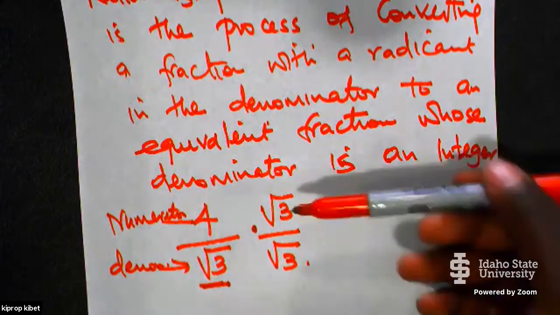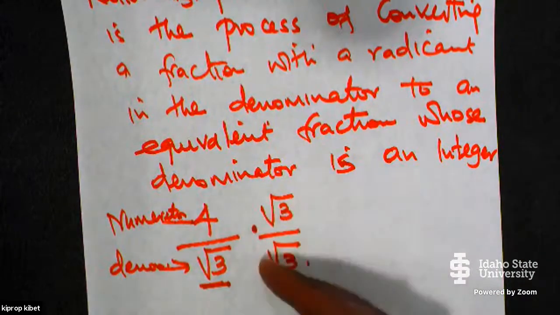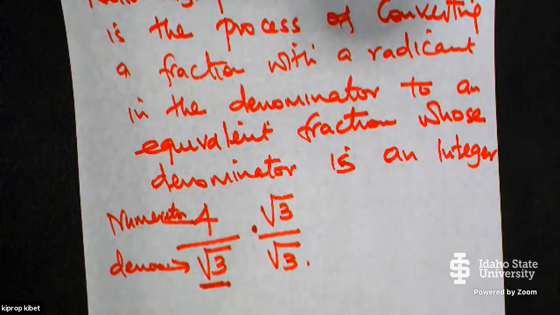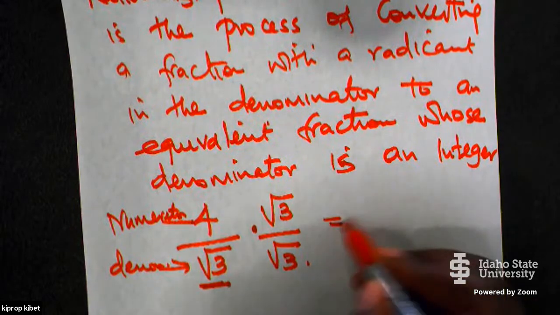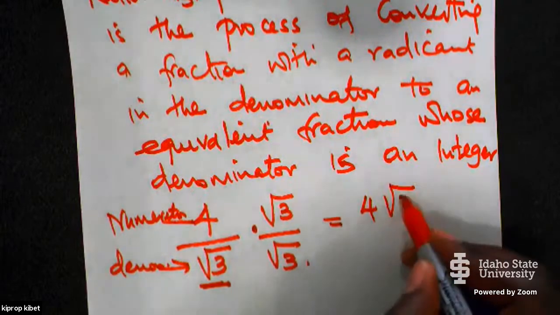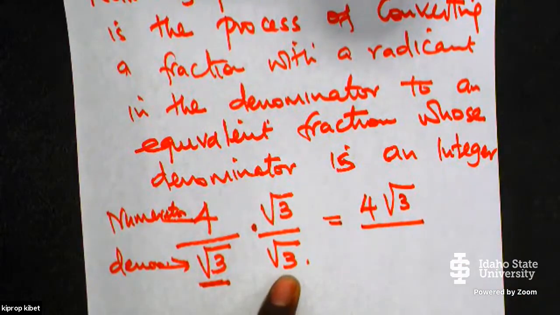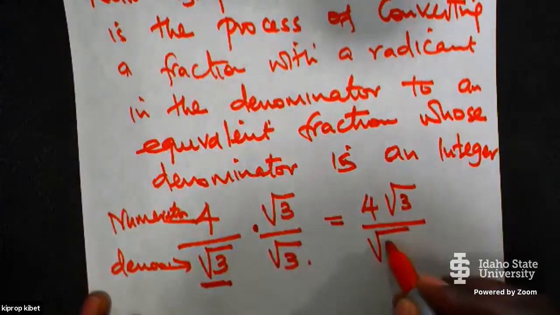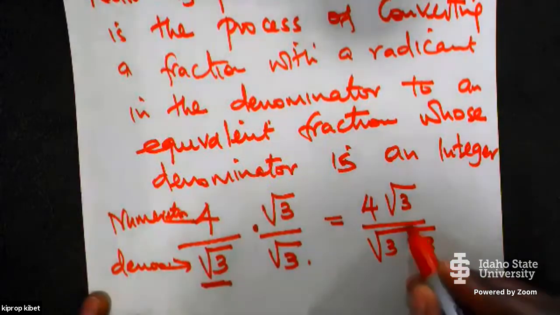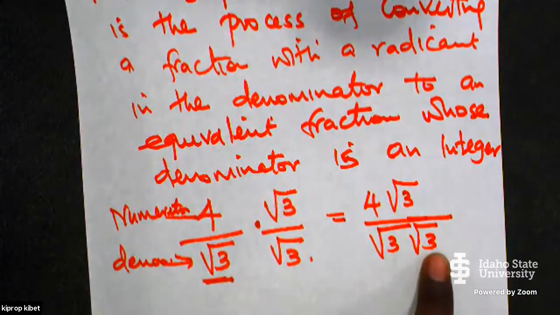Because this is similar to canceling, you get 1, right? When you cancel this one and this one, you get 1. Now, when you multiply by this, it will be equal to 4 cube root of 3 all over, this one and this one will be cube root of 3 by cube root of 3.